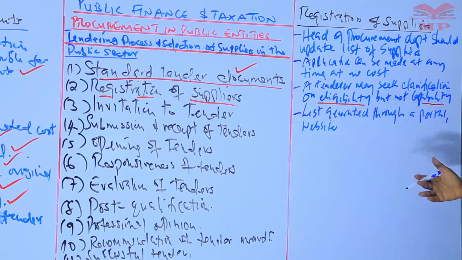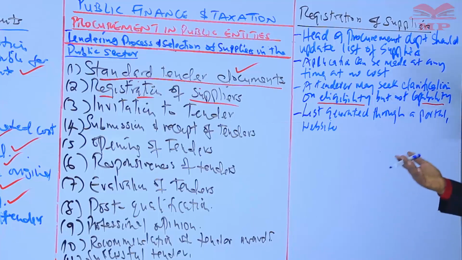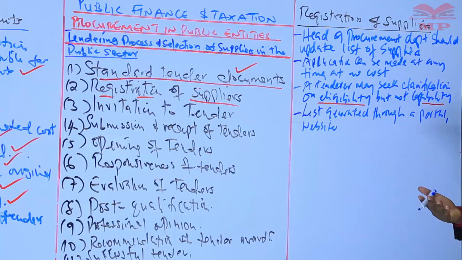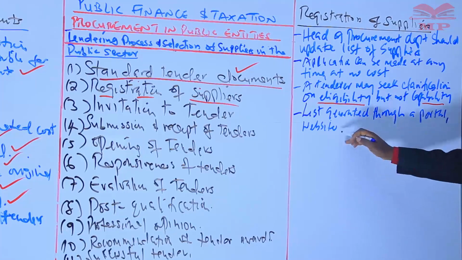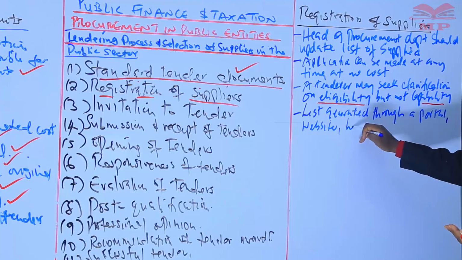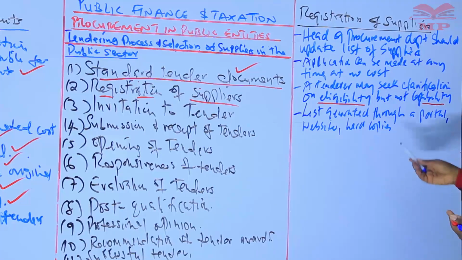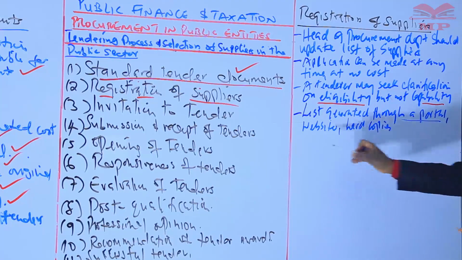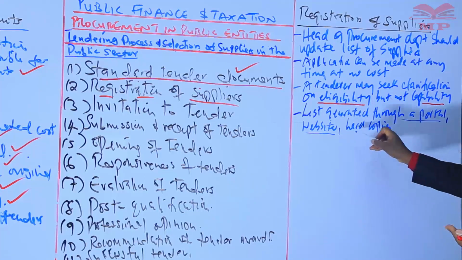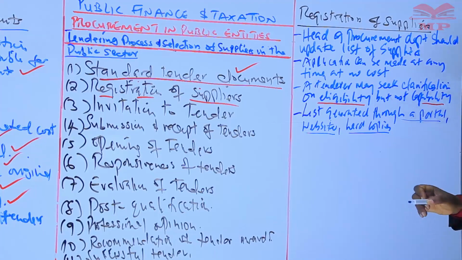It can be a portal, could be a website, and people submitting hard copies of the intention to supply. There could also be submission of hard copies. That means it can be done online, or it can be done physically, because hard copies are delivered physically. Do you understand?